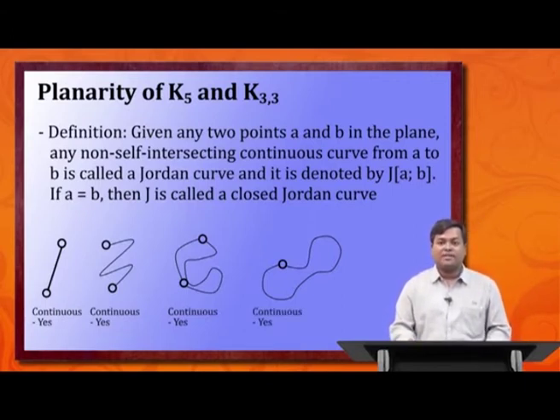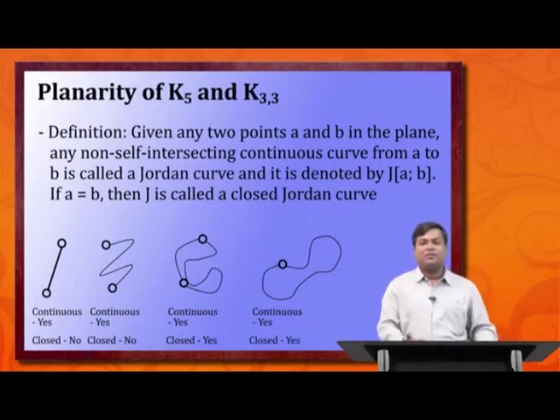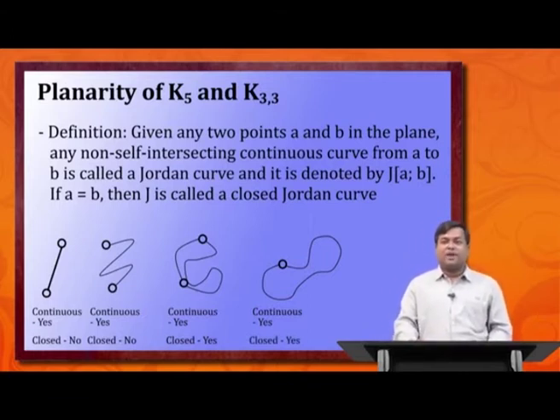Now, what about the closedness? The first one is not closed because the starting and ending points are completely different. The second one is also not closed. The third one, yes, it is closed because the starting and ending point are the same, and the fourth one is also closed.